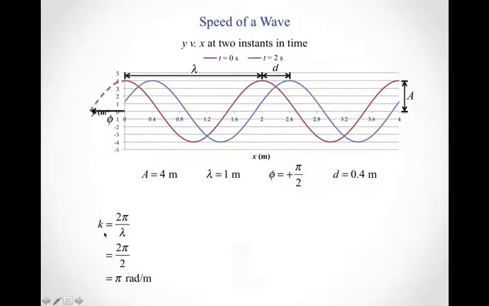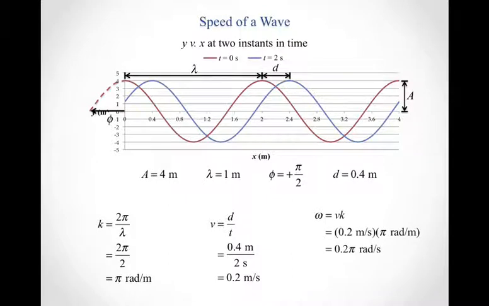The second one is I can take my distance measurement and the time I know to calculate the wave speed. So if it travels 0.4 meters in 2 seconds, that means the speed of this wave is 0.2 meters per second. Once I know k and the speed, I can then calculate omega. So we said that the speed is equal to omega over k, so I'm simply solving that equation for omega, and I get that omega is equal to the speed times my angular wave number.